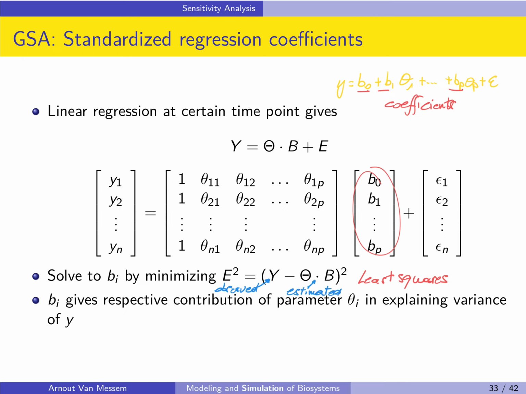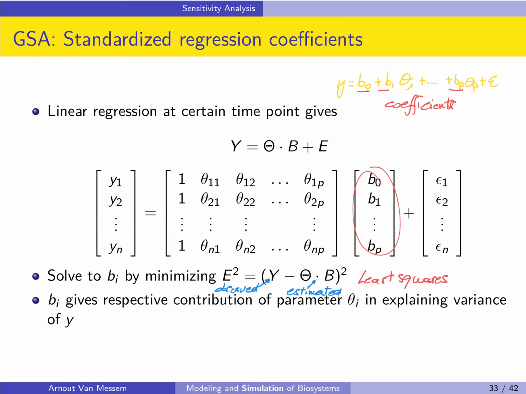Solving this minimization problem will give you values for the coefficients, and the ones we are interested in are b1 up to bp, so the coefficients which are associated with one of the parameters. So bi, the value that we have estimated, will give you the respective contribution of the parameter θi in explaining the total variance of y. So the higher bi is, the more influence θi will have on my outcome y.